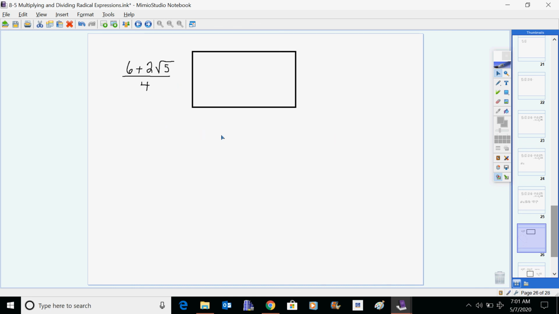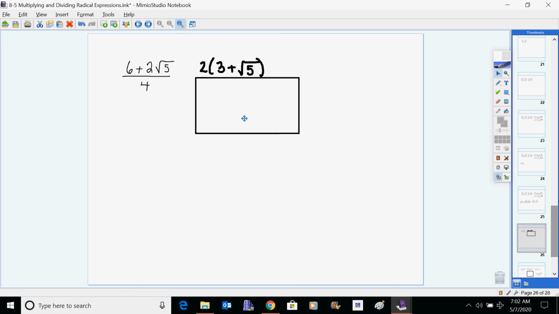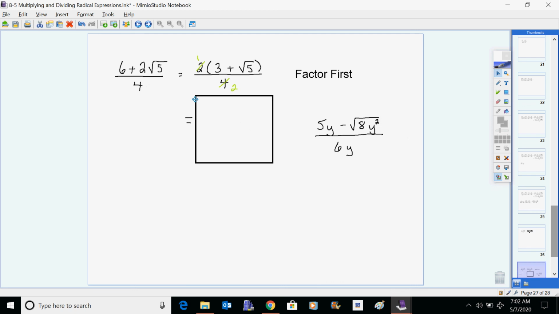All right, this one doesn't have anything in the denominator to be concerned about. However, what we can do is look for common factors in the numerator that can help you to simplify. So don't forget about those types of things. So for example, 2 is a common factor here. So you can do this: 2 times 3 plus square root 5 over 4. And now, since you have a product, this is where you're allowed to cancel out.